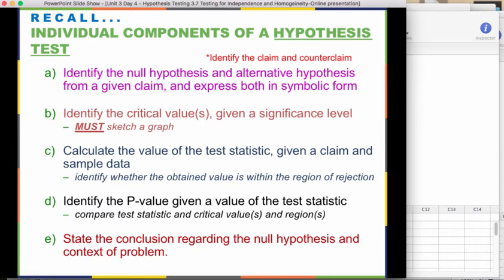Then we want to identify the critical values. And in this case, because it's a non-normal distribution, we want to identify the critical values for the specific chi-square and degree of freedom being used. And you want to sketch a graph, or have a software that does sketch the graph for you. Again, this is a critical point, because your further analysis is determining whether you're in the region of rejection or not. You can't tell that without a graph. Then what we'll do is calculate the value of the test statistic given the claim and sample data. We'll identify the p-value, and then lastly, we state the conclusion regarding the null hypothesis in the context of the problem.